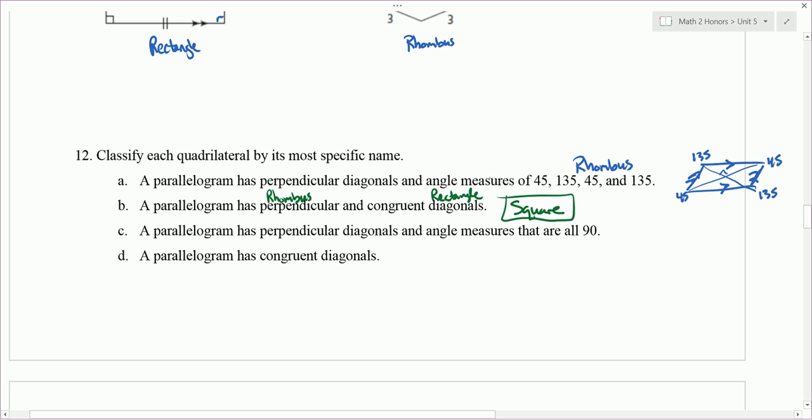Part C, a parallelogram has perpendicular diagonals, so it's a rhombus. And angle measures are all 90, so it's a rectangle. So a rhombus and a rectangle give us this square again.